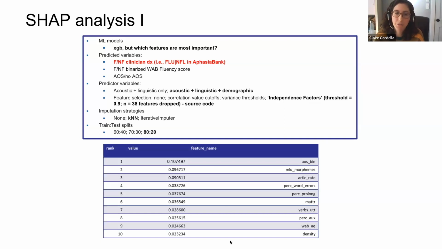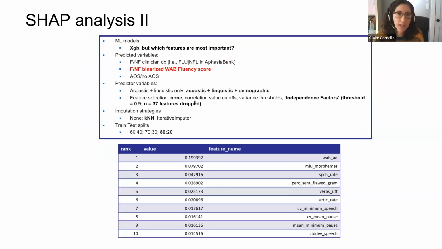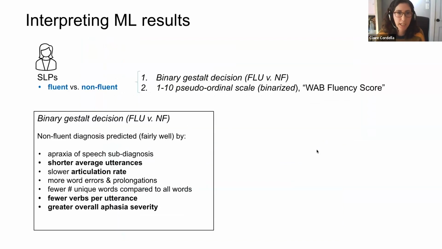But then we get the feature ranking, and it'll rank all features, and I've just displayed the top 10 here. And again, I'll add meaning to these features in 2 slides. And here's the same thing for the binarized WOB fluency score, just outputting all the top SHAP values and cutting it off at the top 10. And here's where we'll put it together. So just to bring it back, the first way of binarizing non-fluency is just the Gestalt decision.